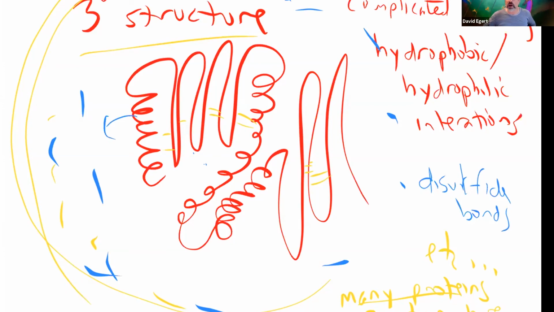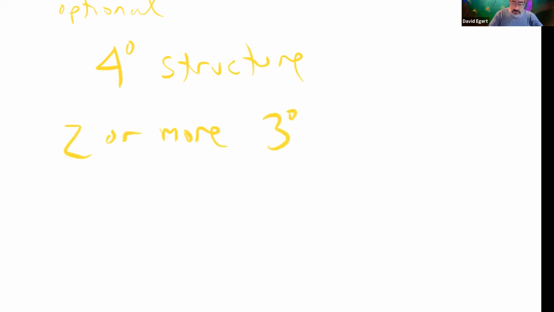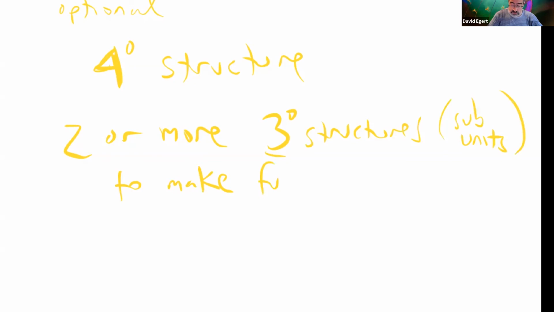Some proteins require more than one subunit connected together to make the functional protein. So this is optional, but it's going to be some of the important proteins that we see. You can have this tertiary structure, and then this is two or more, quaternary, the fourth degree structure. Two or more tertiary structures, kind of subunits, to make the functional protein.